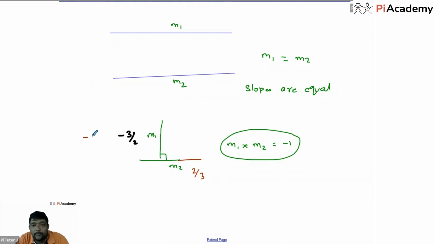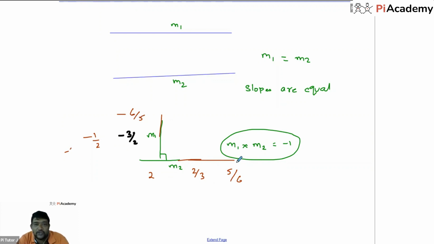For example, if the slope of this line is -1/2, the slope of the perpendicular line would be 2. If the slope of this line is 5/6, the slope of the perpendicular line would be -6/5.